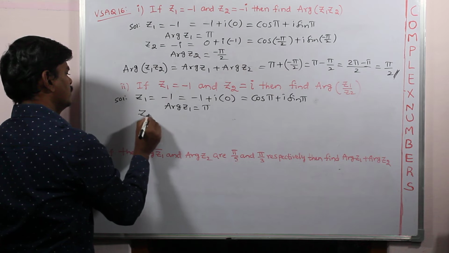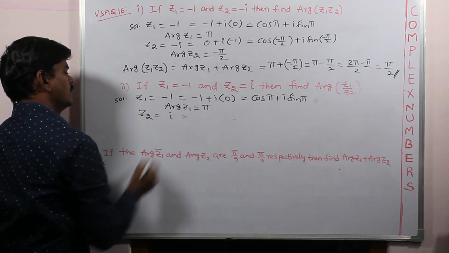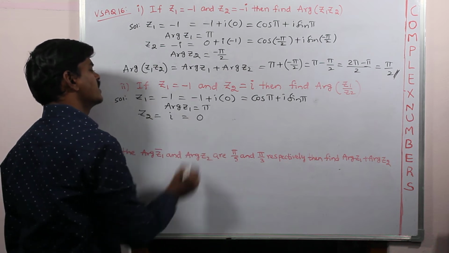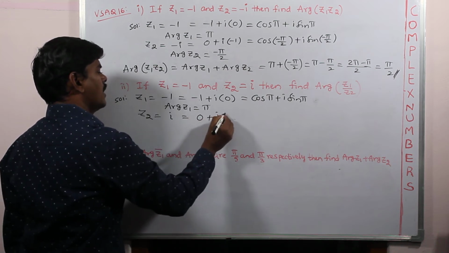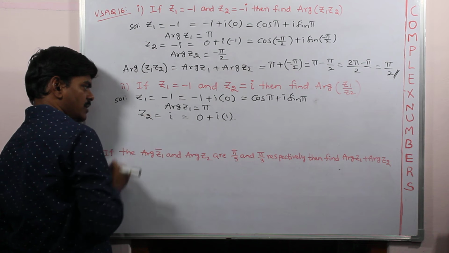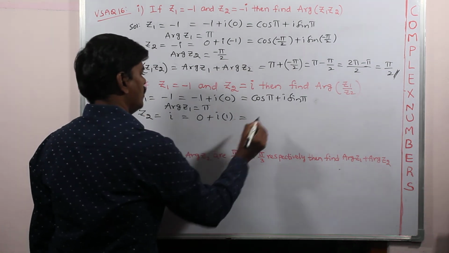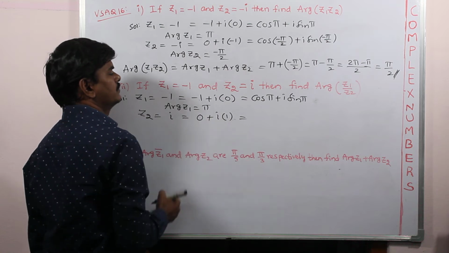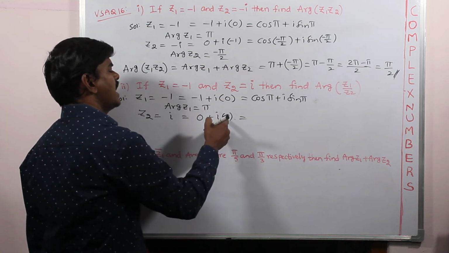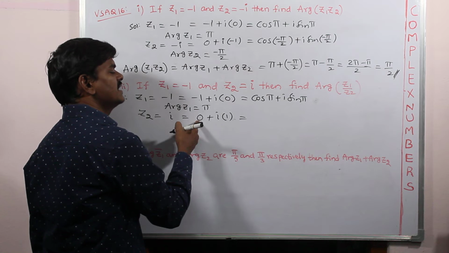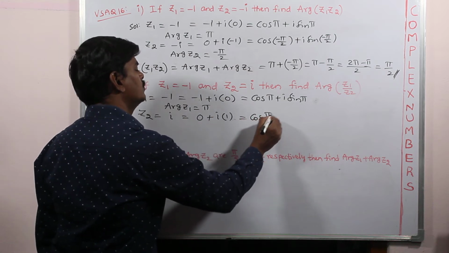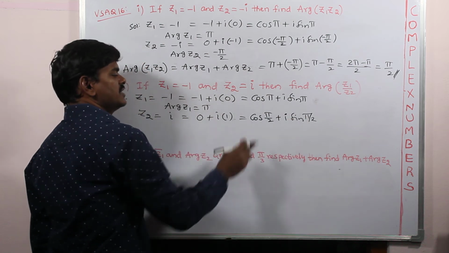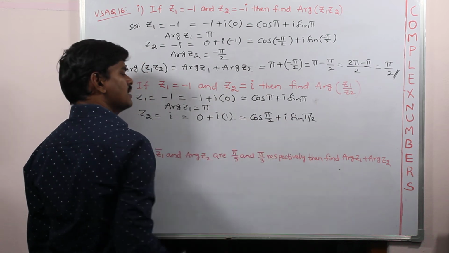Now z2 is iota. Write it in x plus iota y form. Here there is no real part, so it can be assumed as 0 plus iota into 1. On simplification, will you get again iota or not? Yes. Now in the replacement, 0 must be replaced with the cos term, and 1 must be replaced with the sin term. Can you identify the angle? Sin 90 degrees is 1, cos 90 degrees is 0. So cos pi by 2 plus iota into sin pi by 2, which is in the form of cos theta plus iota sin theta.